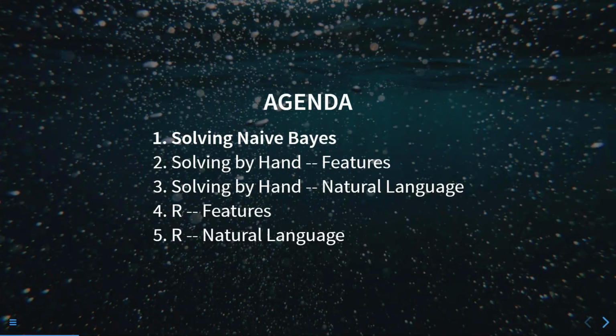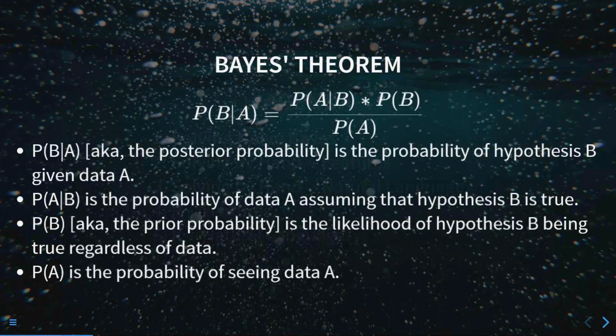So our agenda here. We will first solve for naive Bayes. By the way, there is math in this, but not too much math. It won't be too bad. Bayes' theorem, if you remember from a statistics class that perhaps you've tried to forget over the years, is in the shape that we see above.